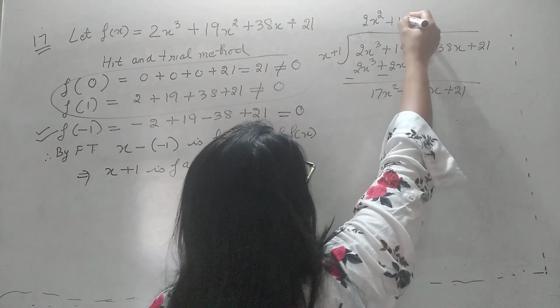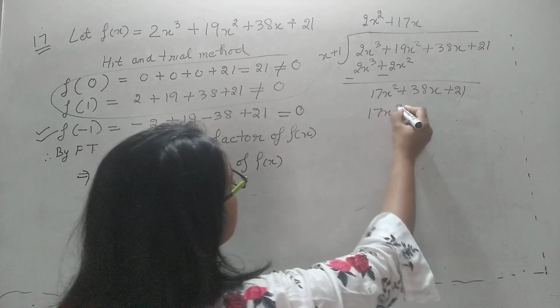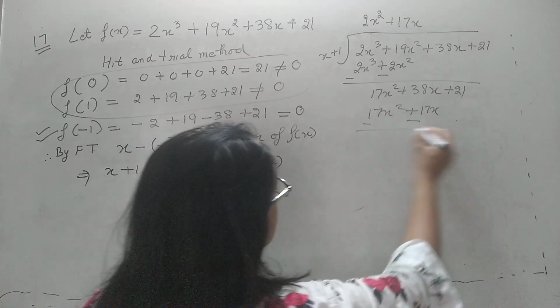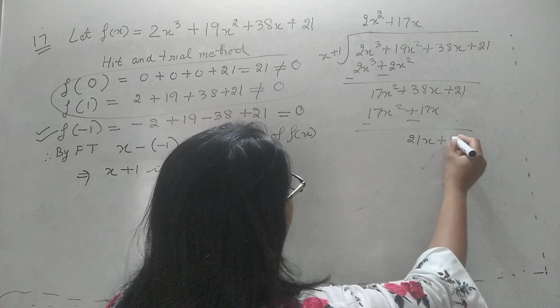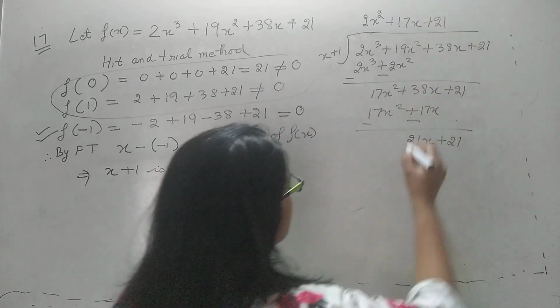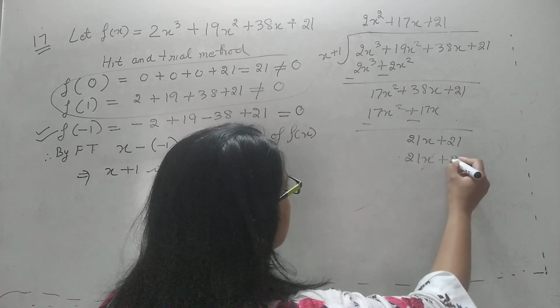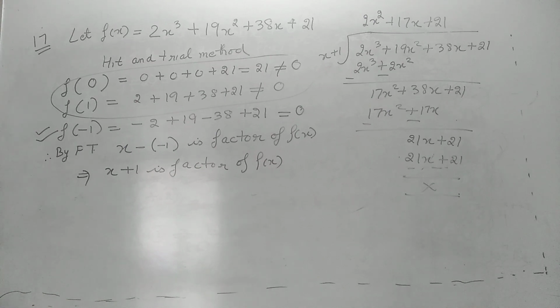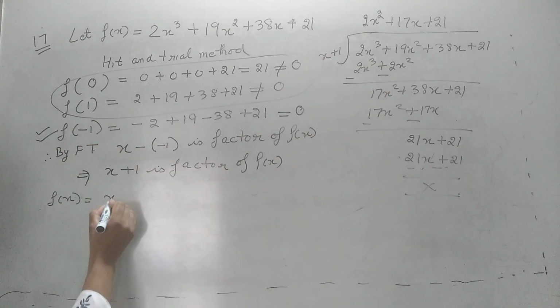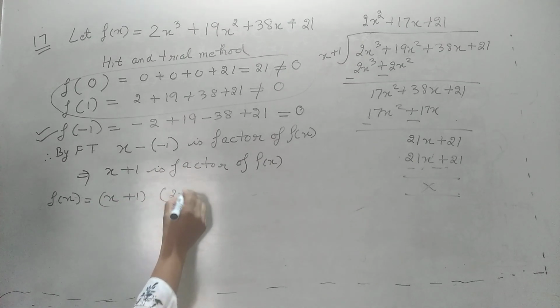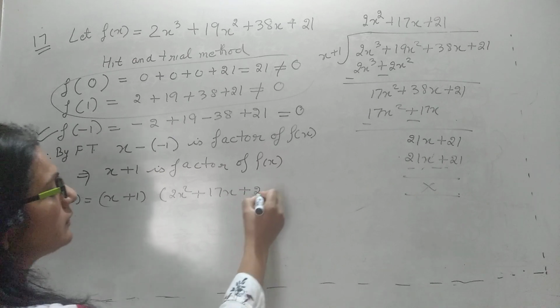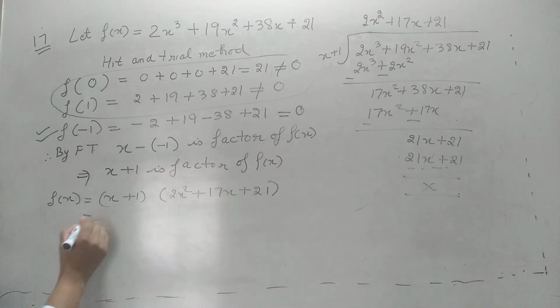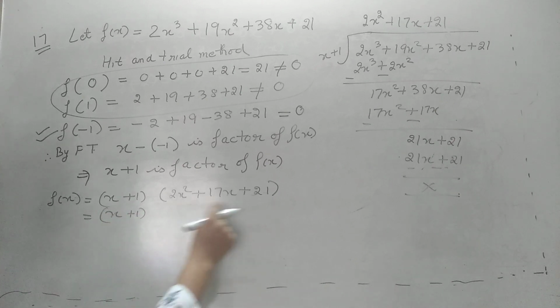Take the other numbers down. This you know already. Plus 17x. Subtract. Plus 21. Change the sign and hence it is exactly divisible. So factorize, as I have told you. How do we factorize? f(x), the dividend, is equal to divisor into quotient. We will not stop here until we factorize this.